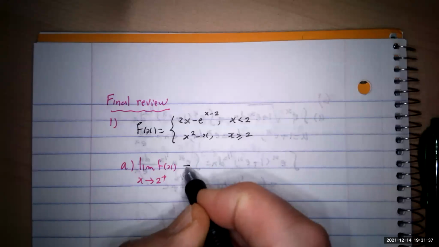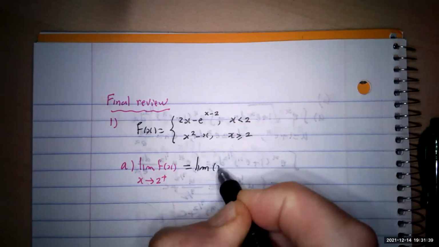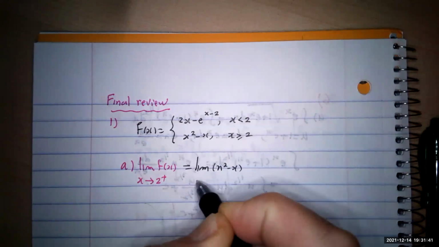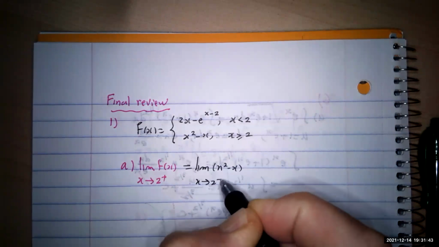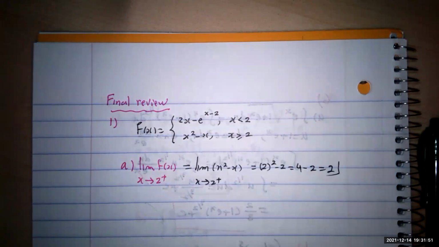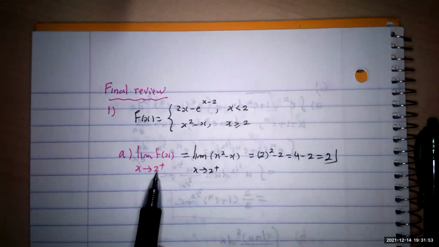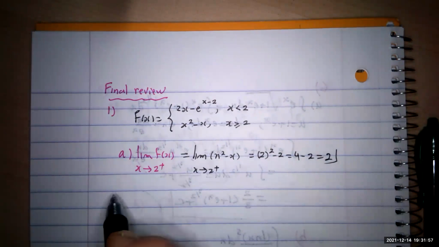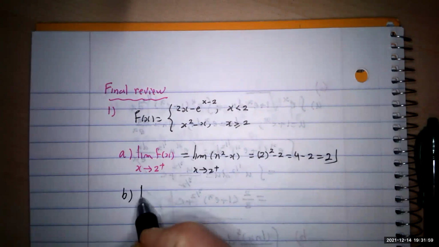So you have to use the second part. You bring the function, and then you substitute. That gives you 2 squared minus 2, which is 4 minus 2, which is equal to 2. So read it carefully. They may switch it. They may give you x to 2 negative first. Second part, they ask for the limit of f of x as x goes to 2 negative.